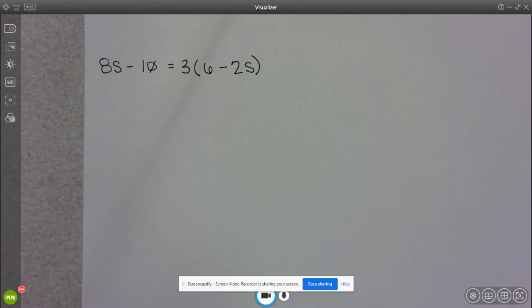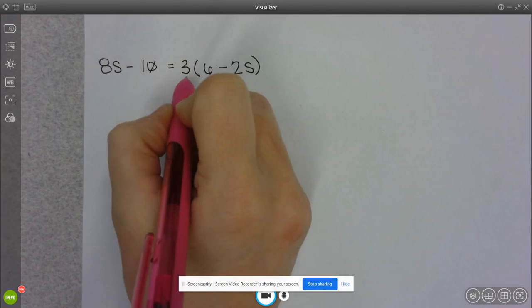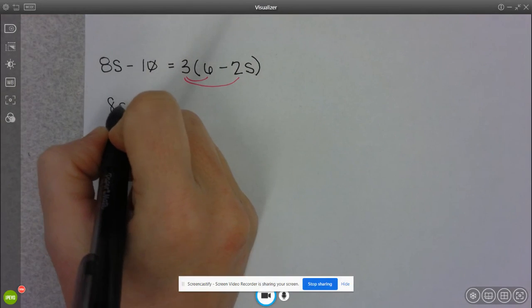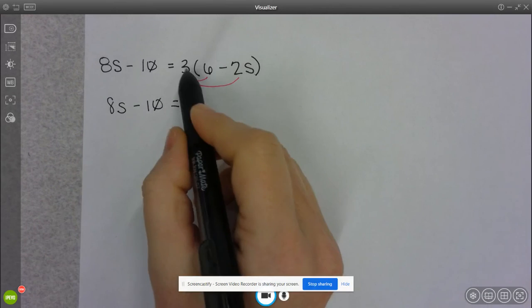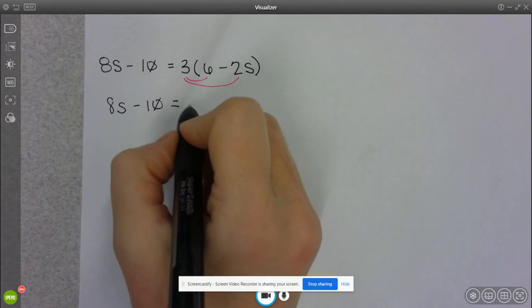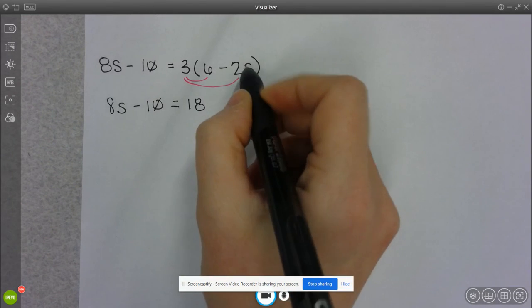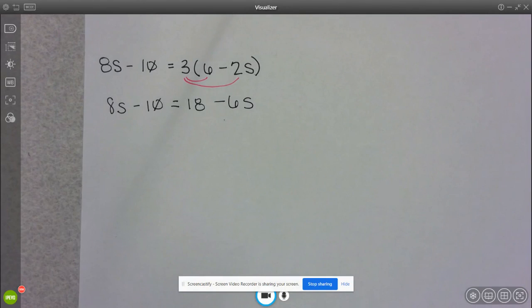Last but not least, I have another one where I'm dealing with parentheses. So I'm going to do that multiplication first. So the 8s minus 10 is not going to change at this point. 6 times 3 is 18. 3 times negative 2s gives me negative 6s.